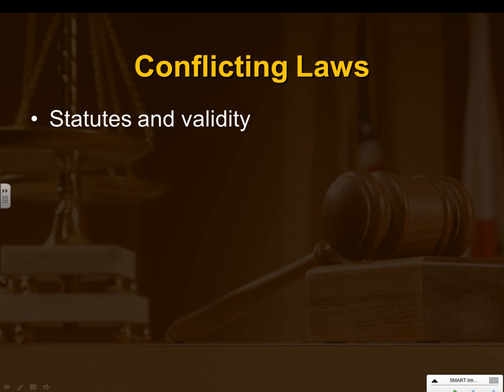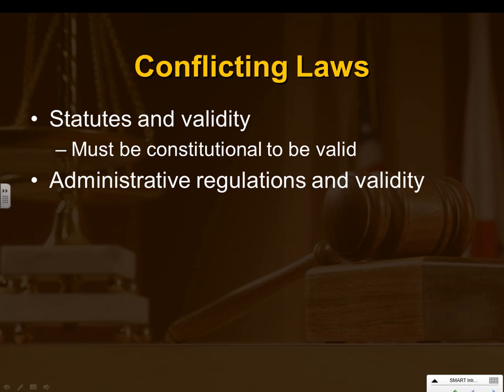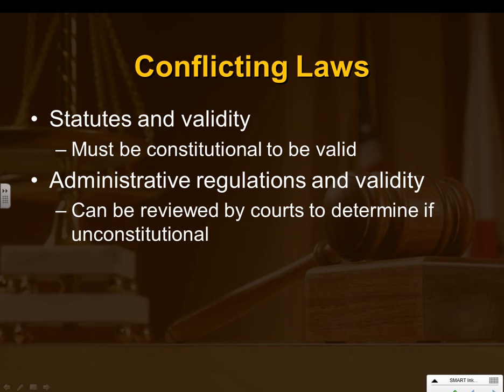Statutes or ordinances must be constitutional to be valid. Ordinances must not exceed the powers delegated to local governments by the state. The courts may invalidate a rule or regulation if it is outside the scope of powers delegated to the agency by the legislature that created it.